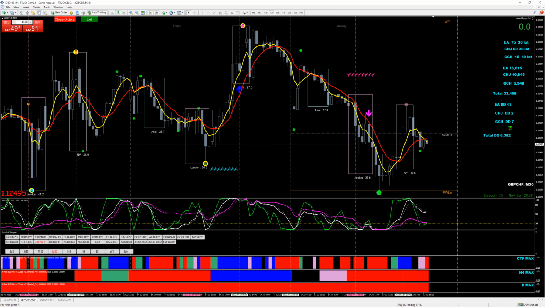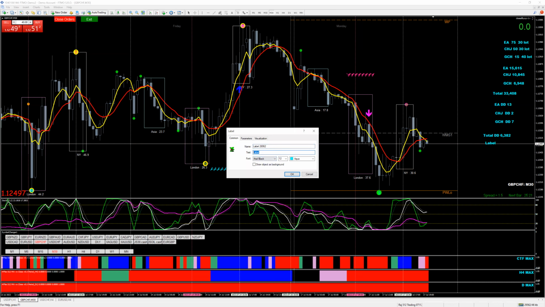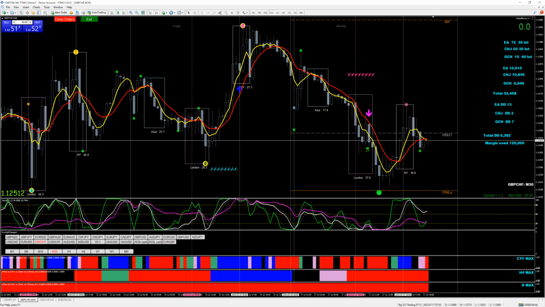And the margin, that's 40, 30, 30, that's 100 lots times 1,200. It's $120,000 margin on a $200,000 account. So it is high margin. But it was accommodated in the $200,000 account. Okay, that's it.